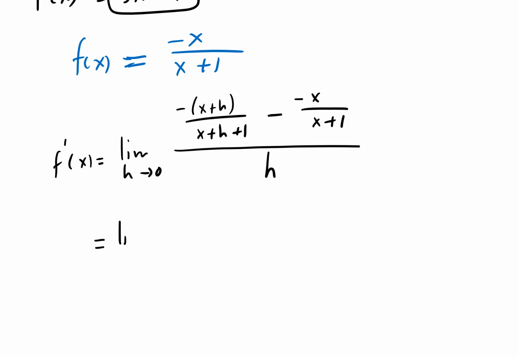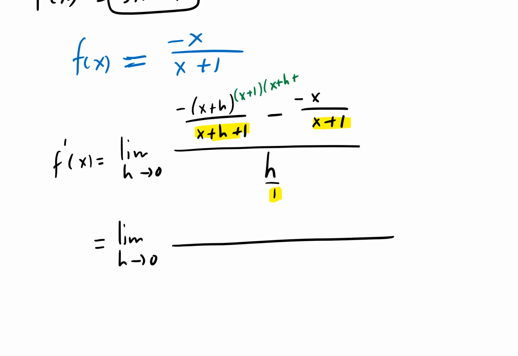Okay, this equals the limit as h goes to 0. What are we going to do here? This is called a complex fraction. From the Journey to Calculus packet, you notice that we showed you how to simplify complex fractions like this. So what do we do? We look at all the denominators, this, this, and this. And what's the LCD? The LCD is x plus 1 times x plus h plus 1. You multiply the top of each fraction by the LCD, which is x plus 1 times x plus h plus 1.